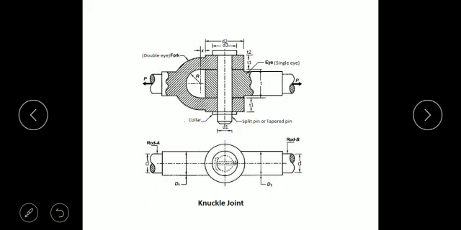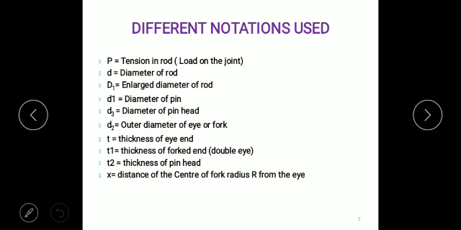So moving toward the next slide, these notations I already discussed. P is the tension in the rod, D is the diameter of the rod, capital D1 is the enlarged diameter of the rod, small d1 is the diameter of the pin, D3 is the diameter of the pin head, D2 is the outer diameter of the eye or the fork, T is the thickness of the eye, T1 is the thickness of the fork end, T2 is the thickness of the pin head, and X is the distance of the center of the fork radius from the eye.